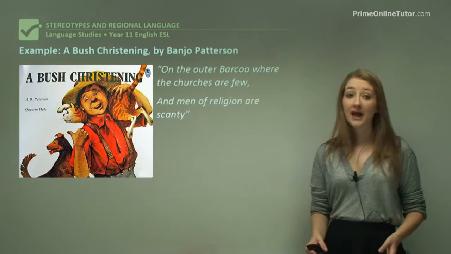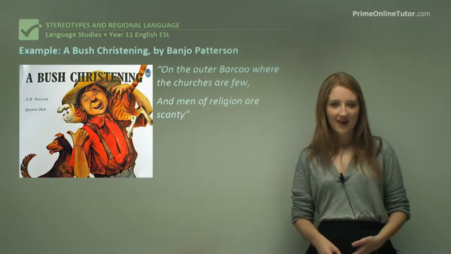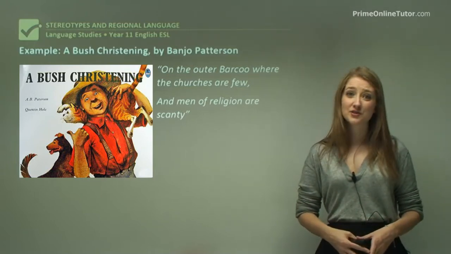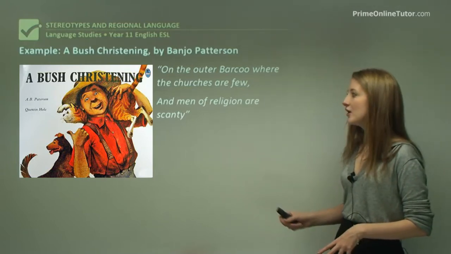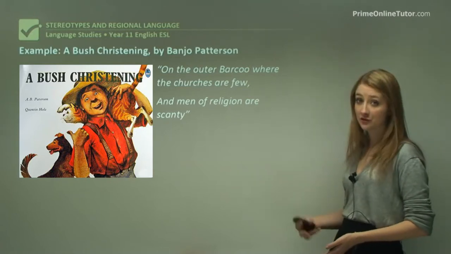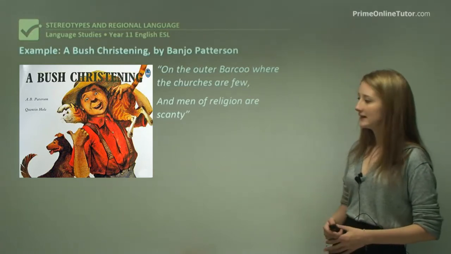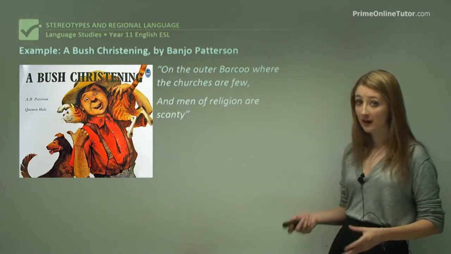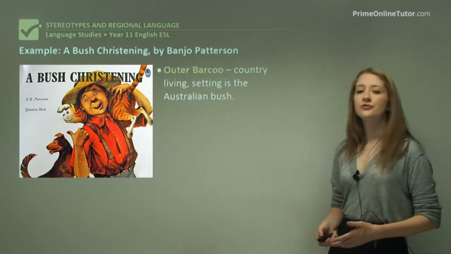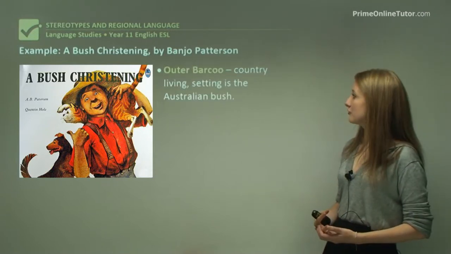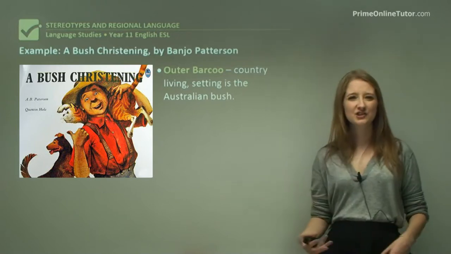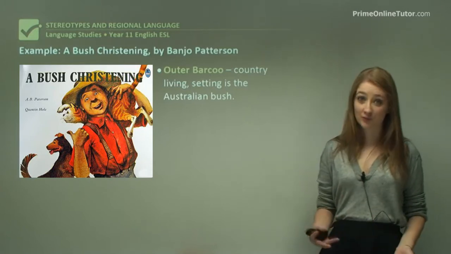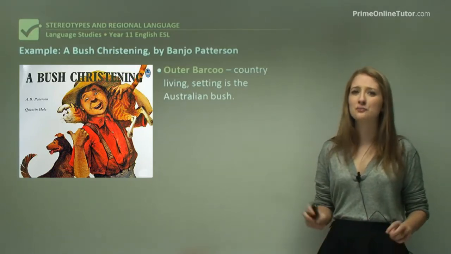So let's take a look at a Banjo Paterson poem quickly. The Australian voice can really be traced in these specific examples. This poem is called A Bush Christening. If we read this line here, "On the outer Barcoo, where the churches are few and men of religion are scanty." So outer Barcoo is referring to country living, and it's really showing you from the very beginning, in the first line, that the setting of this poem is the Australian bush. So it's really going to cover a lot of those bush themes.